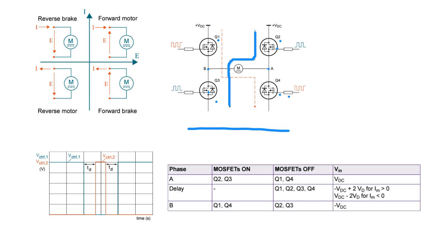By switching these two pairs, the direction of the current can be controlled, thus applying a voltage across the motor that varies between the DC link voltage and minus DC link voltage. For example, you have a battery, plus 24, minus 24. This is called a DC bus or DC link.